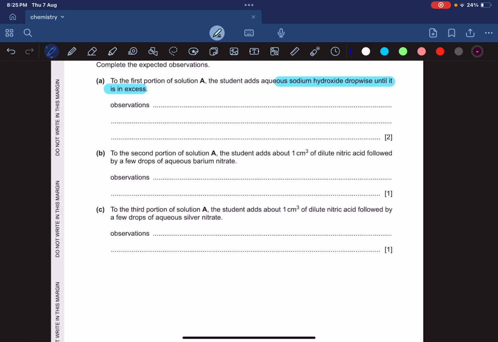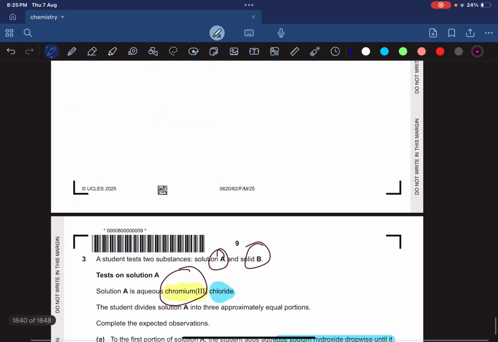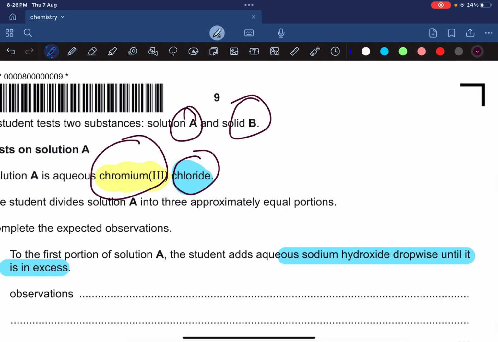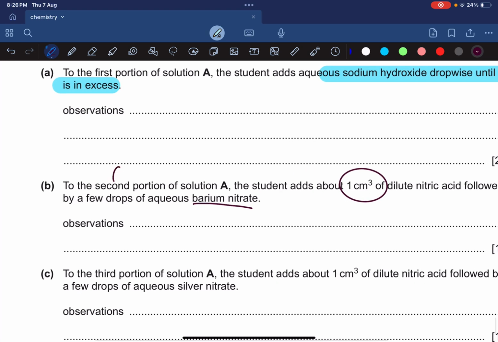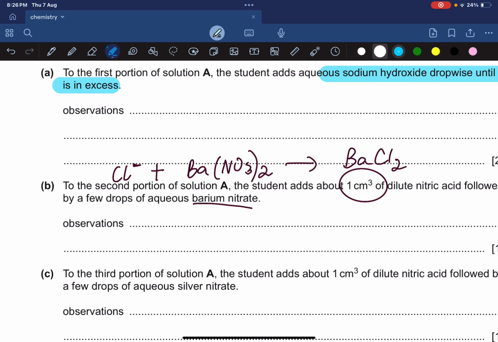Then secondly, to the second portion, the student adds 1 cm cube of dilute nitric acid followed by a few drops of aqueous barium nitrate. So basically we have a chloride ion in the solution, and when we add barium nitrate, Ba(NO3)2, what's going to form? Barium chloride, BaCl2. And barium chloride is soluble, it's not insoluble. Many people think that barium chloride is insoluble. It's barium sulfate that's insoluble, not barium chloride. So there's going to be no change.